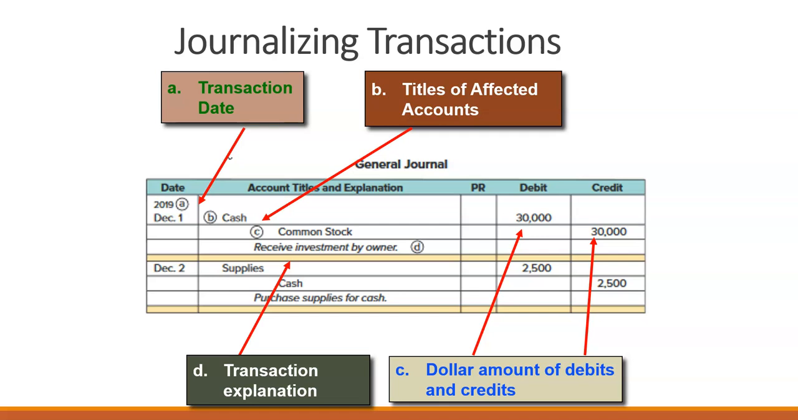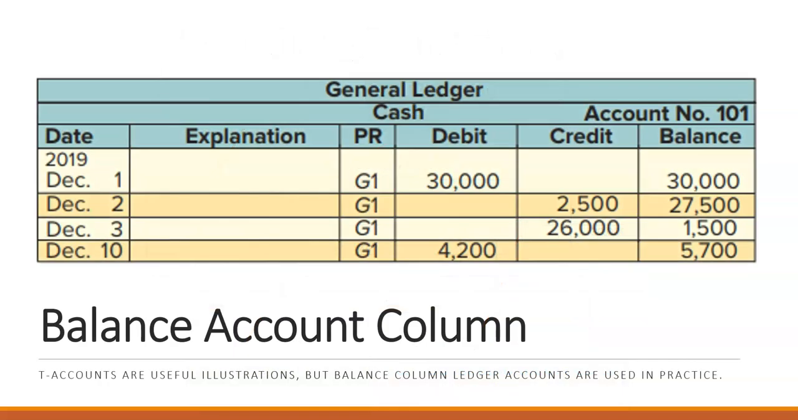On December 2nd, we purchased supplies for cash. So we had an increase in supplies, we debit the supplies account, and we decrease our cash, where we credit the cash account. This is an example of a balance account column. So in a computerized accounting system, the ledger account would look like this instead of like a T account. So in this example, this is another copy of that cash account that we saw in a T account a few lines ago. We received $3,000 and $30,000 in cash. We paid out $2,500 for supplies. We keep a running balance here on the side.